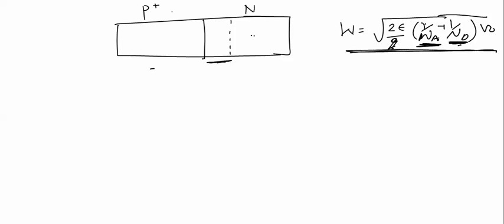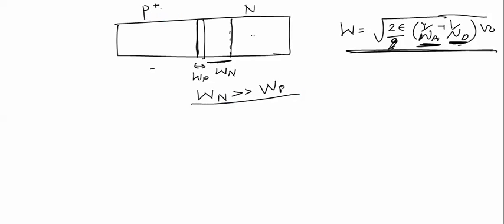So if P region is highly doped, the depletion layer width on P side will be less as compared to the depletion layer width on N side. If this is depletion layer width on P side, and if this is depletion layer width on N side, then we can say that Wn is very much greater than Wp, because P region is highly doped. So we can say that in a step graded PN junction, the depletion layer penetrates more into the lightly doped region.